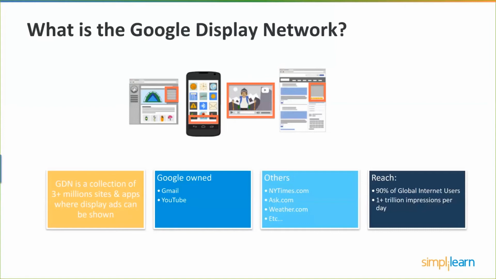But there's a lot of others. Weather.com, Ask.com, New York Times, etc. are all display partners. And when we think about reach, right, it's 90% of all internet users, and it serves over 1 trillion impressions per day. So it's a pretty large place to serve ads.